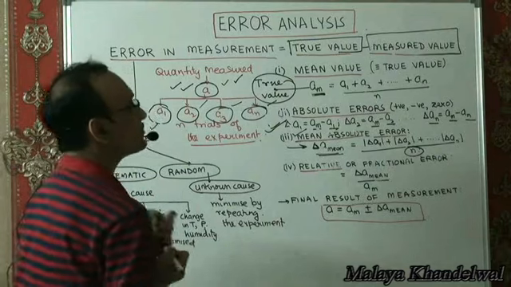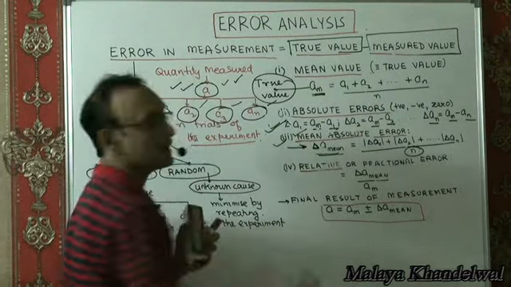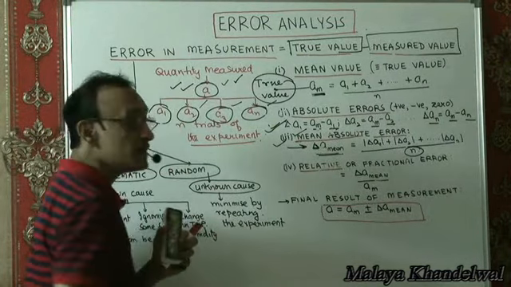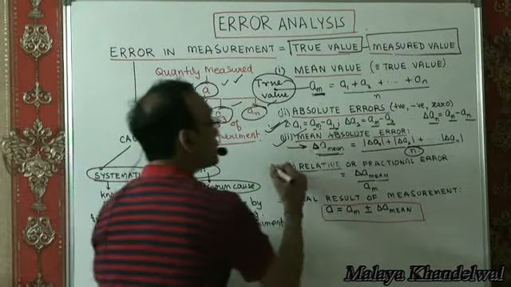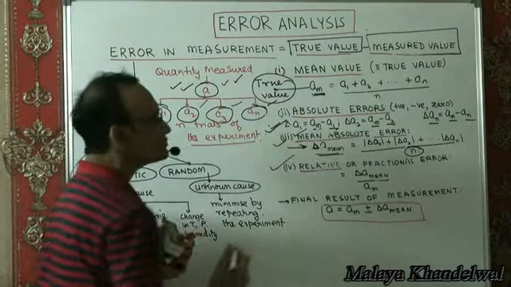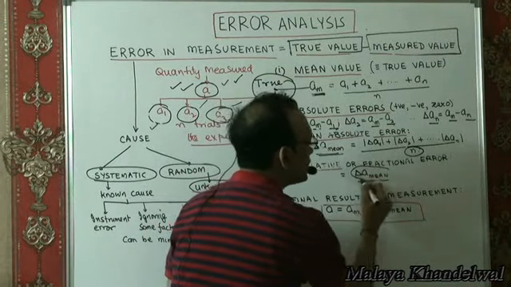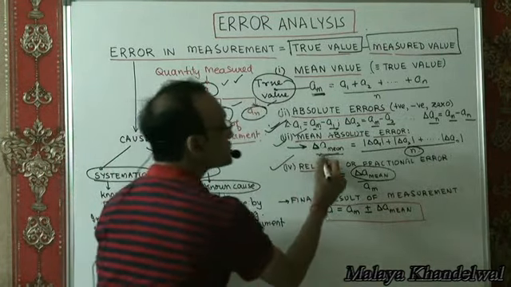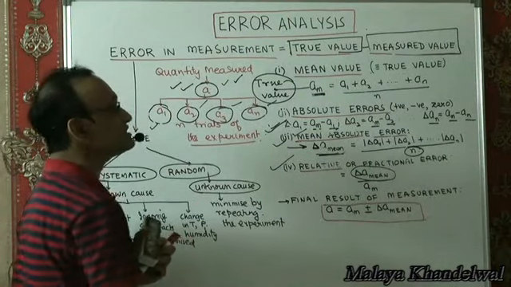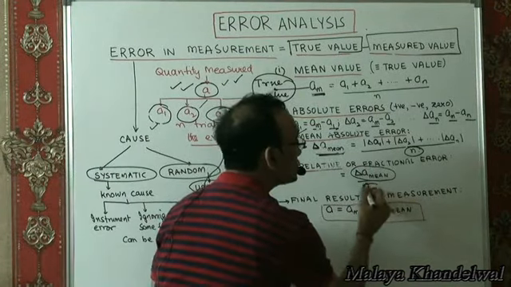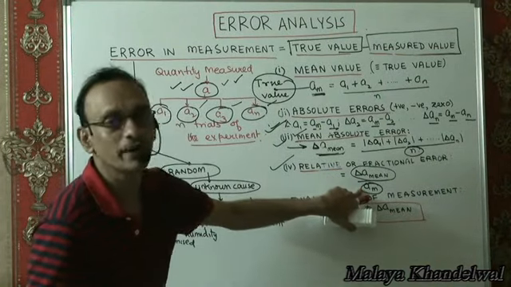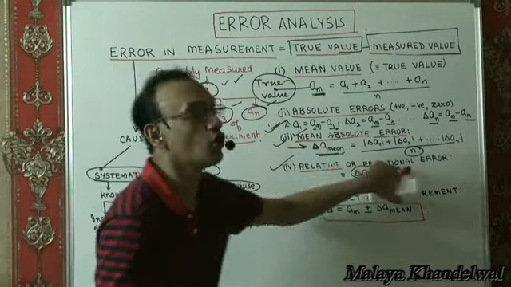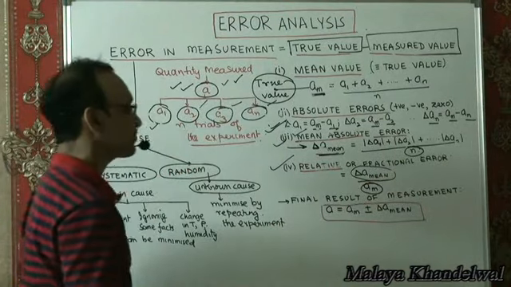So we've defined the mean absolute error in an experiment of n trials, and then we have what is called the relative or fractional error. It's the mean absolute error divided by the true value or the mean value. Mean absolute error divided by the true value is called the relative or fractional error.